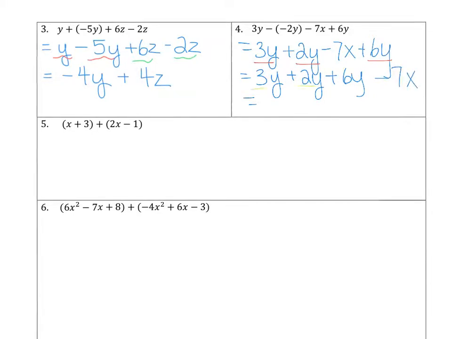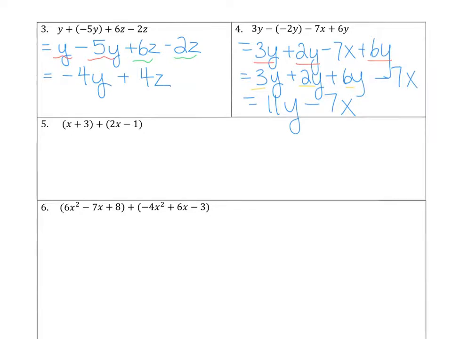We have 3 plus 2 is 5, plus 6 is 11, so we have 11y, and we just keep tacking on that negative 7x. It doesn't have any like terms in this situation, so it gets just left to the end.